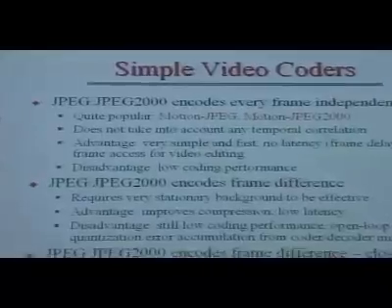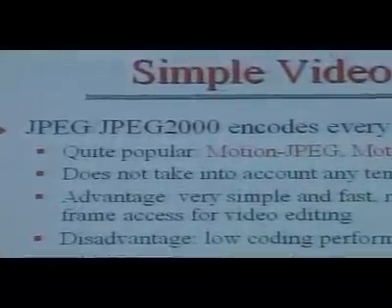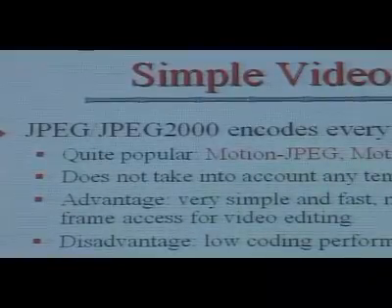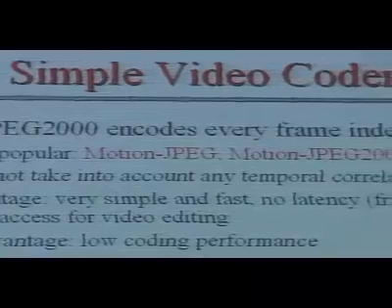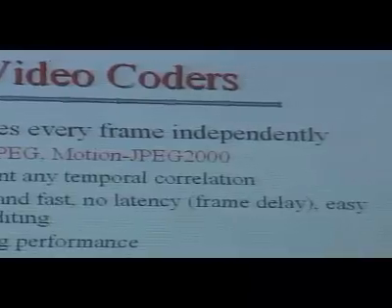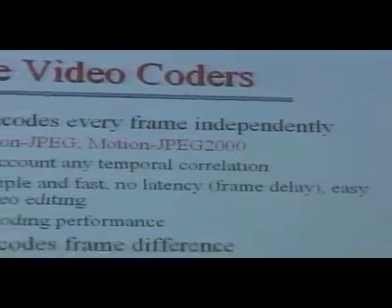You know why? It's very simple. It's as simple as you can make a video codec. That is the simplest video coder that I can think of. Take a good, nice image coder like JPEG and just do one frame at a time.